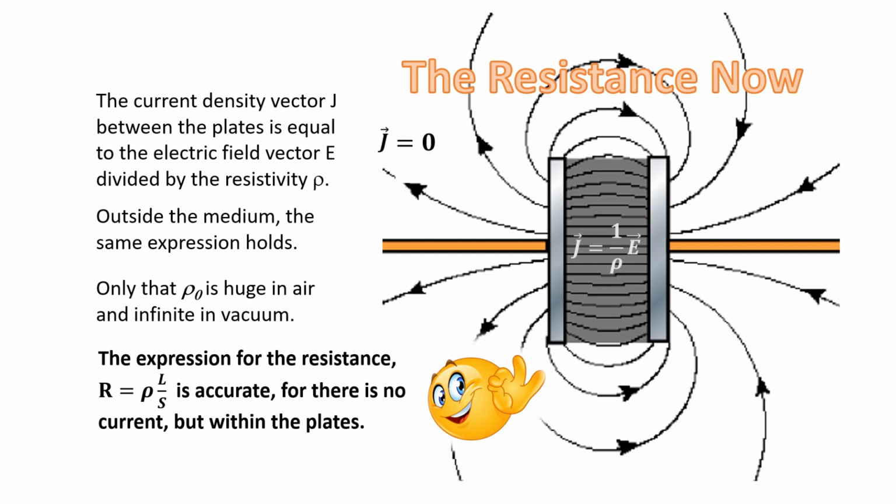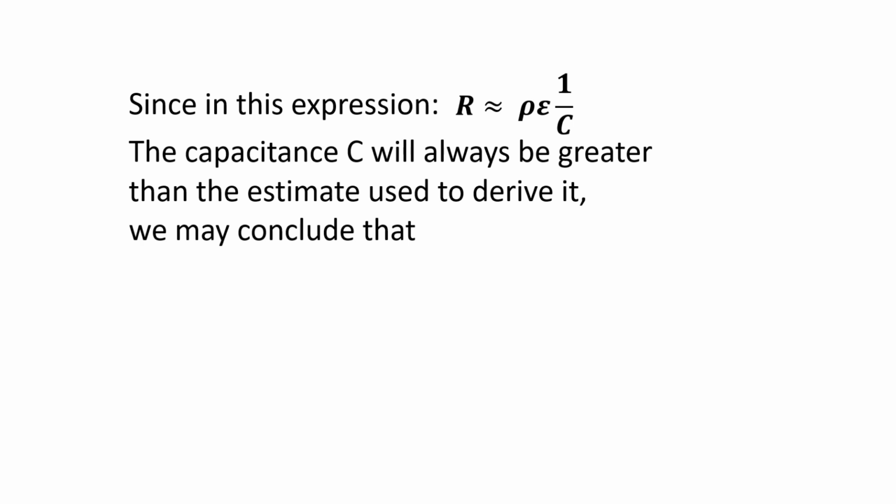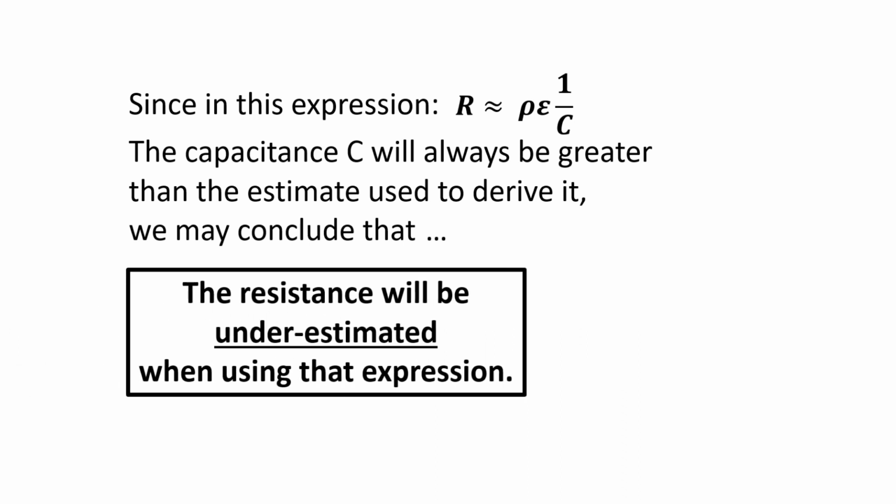That means that the expression for the resistance R equals ρ L over S is accurate, for there's no current but within the plates. Since in this expression the capacitance C will always be greater than the estimate used to derive it, we may conclude that the resistance will be underestimated when using that expression.